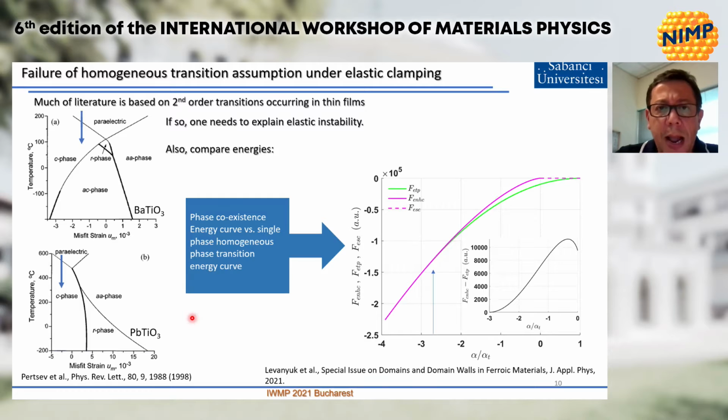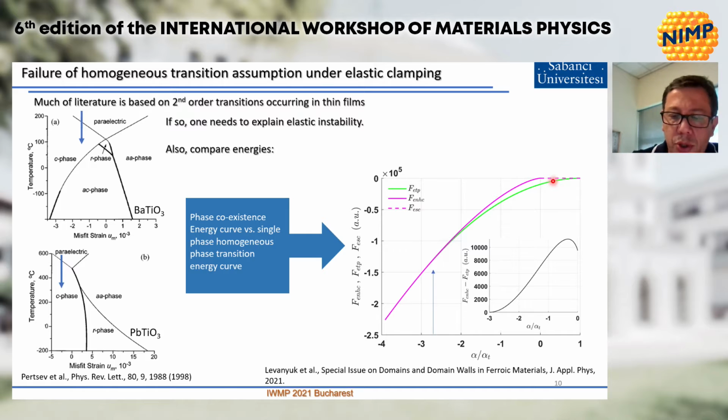The first attempt that we had was looking at a 1D problem, and questioning, citing some of the results of Pertsev, for instance, in his phase diagrams, whether this paraelectric to C phase, the paraelectric to tetragonal transition, can actually proceed homogeneously or via a second order manner. And we did compute the energy.